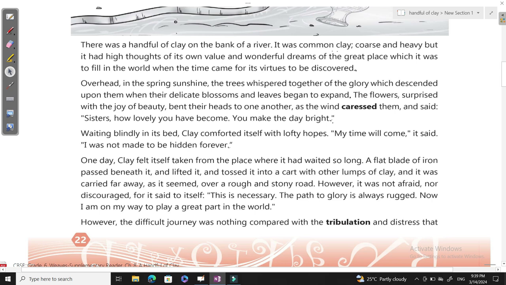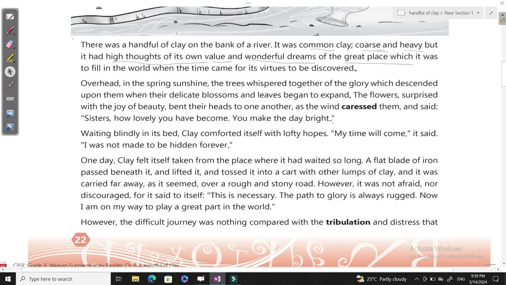The common clay, that coarse means rough clay, was simple, common, heavy. Though it was rough, common, and heavy, it had some high thoughts of its own, right? And it knows its own value, and it had even wonderful dreams of the great place it wishes to achieve in life someday.